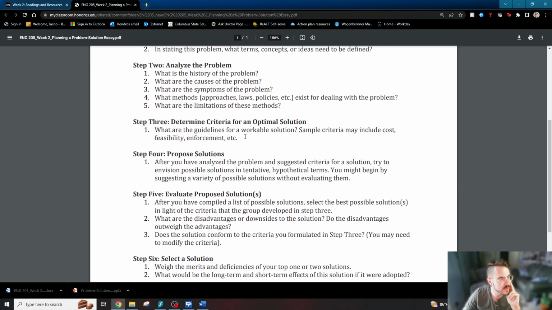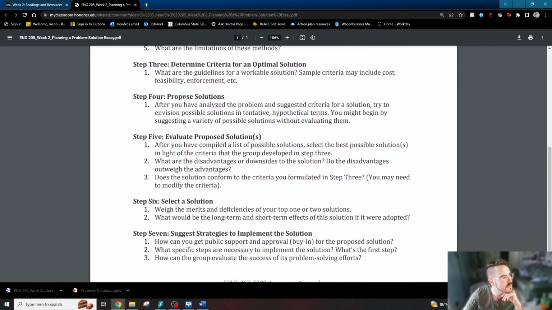Next, you probably want to talk about what would make for the optimal solution. So the ideal solution, what is that going to cost? How is it going to be enforced? Who is it going to affect? Who's going to put it into place? Step 4, you might propose a variety of solutions. So what are different ways that this problem could be solved? Then evaluate those solutions. What are their pros and cons? Why is maybe one solution better than the others?